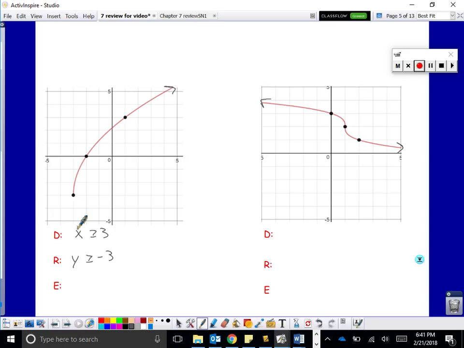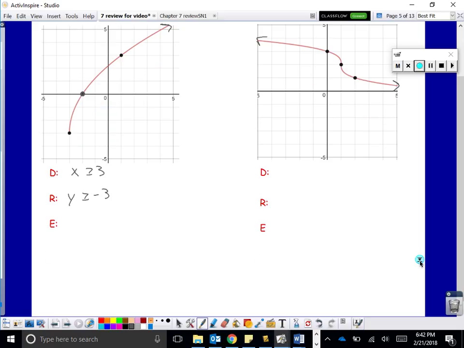So my equation, if you remember what we talked about, finding this first point here, when I go over 1 and up 3, that's telling me about my stretch. So for the equation, let's move down a little bit.